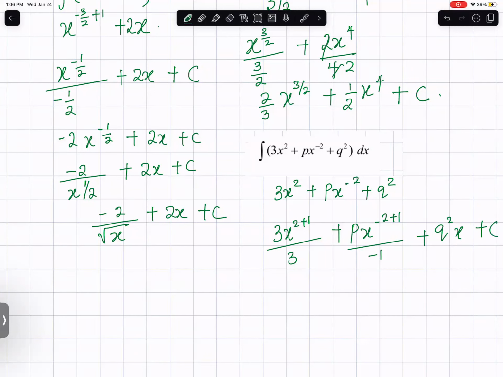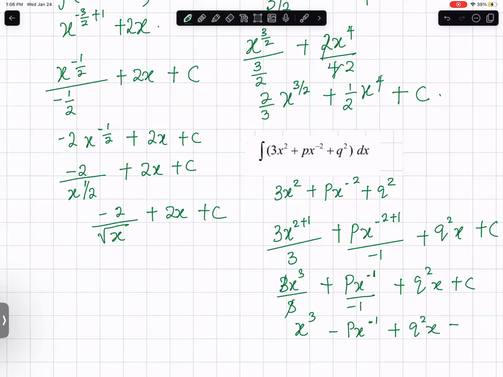So this we have 3x raised to the power of 3 divided by 3 plus b x raised to the power of minus 1 divided by minus 1 plus q squared x plus c. Then we have x cubed because 3 cancels out, minus b x raised to the power of minus 1 plus q squared x plus c. So we have integrated our function.